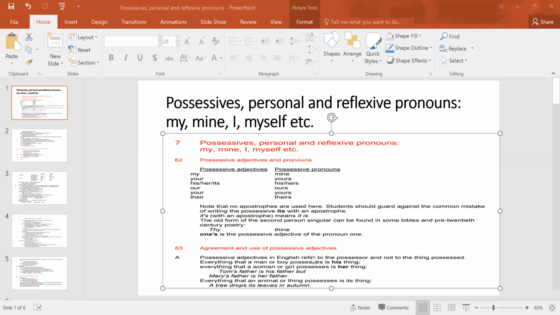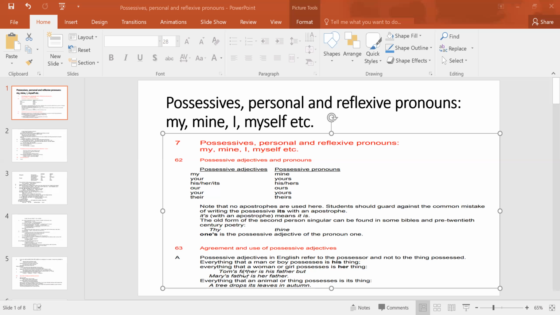Next is agreement and use of possessive adjectives. Possessive adjectives in English refer to the possessor and not to the thing possessed. Possessive adjectives always refer to the possessor, not the thing which is possessed. Everything that a man or boy possesses is his thing. Of course, his is used for a man or a boy or a male. Everything that a woman or a girl possesses is her thing. Tom's father is his father, but Mary's father is her father.